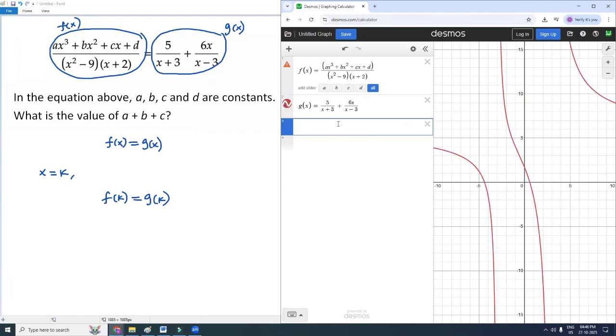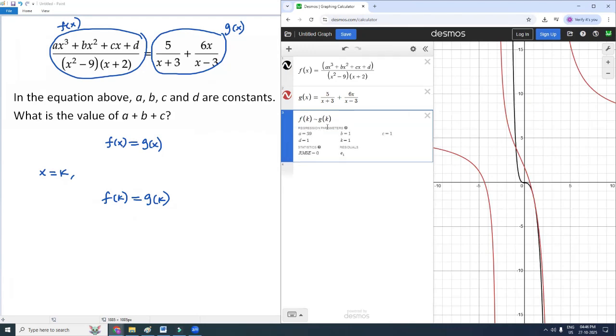Now let me enter this equation. When I enter an equation in Desmos, instead of an equal sign I have to use a tilde sign. So this is the tilde sign. Now let me enter f(k) ~ g(k), where k is the value of x. Since the function f(x) contains four unknown constants a, b, c, and d, we have to assign four different values for k. Now let me assign four different values for k.